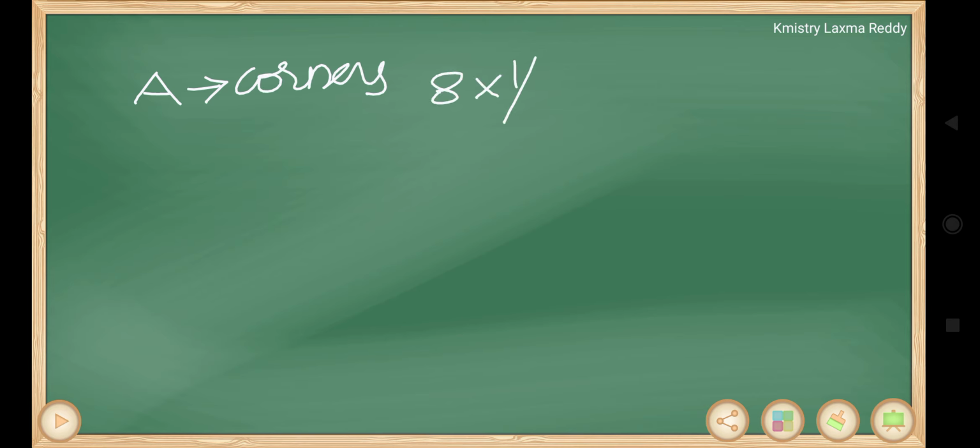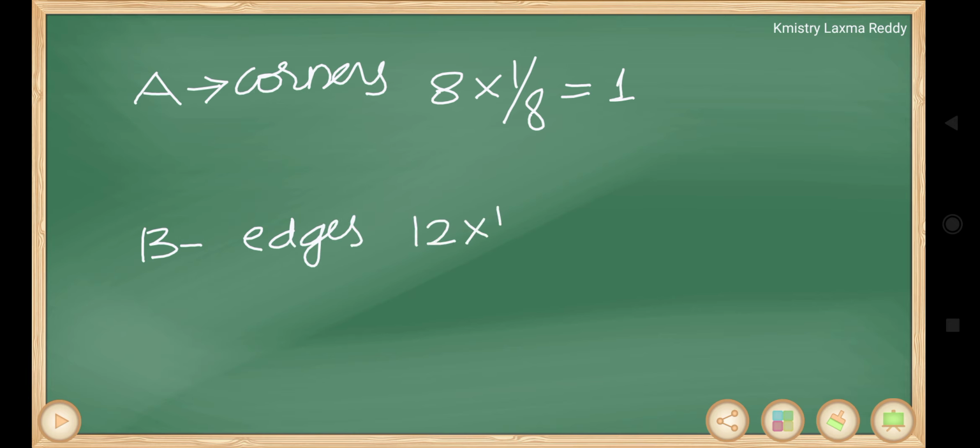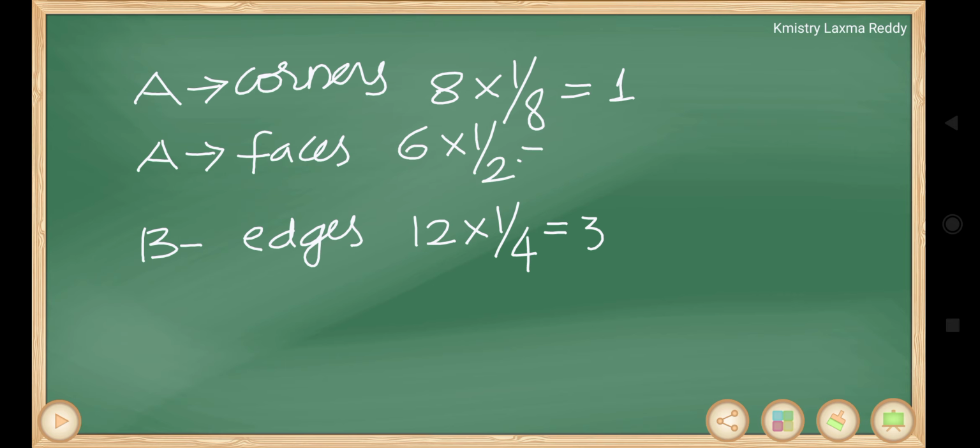Now what he said is A atoms are at corners. 8 corners will be there. Contribution is known to be 1 by 8. So 1 A atom. So when A is at corner, B will be at edges. 12 edges will be there. Contribution is 1 by 4. So 3 B atoms. Then A atom will be again at the faces. But total faces are 6. Contribution is 1 by 2, so 6 into 1 by 2 is equal to 3.